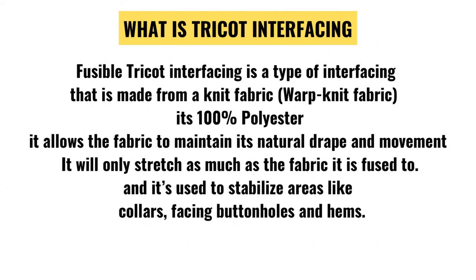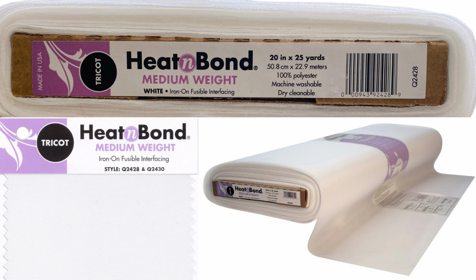Fusible Tricot interfacing is a type of interfacing that is made from knit fabric. It's 100% polyester. It allows the fabric to maintain its natural drape and movement. It only stretches as much as the fabric it is fused to. It is used to stabilize areas like collars, facing, buttonholes, and hems. This interfacing looks similar to weft interfacing, but it's not the same.